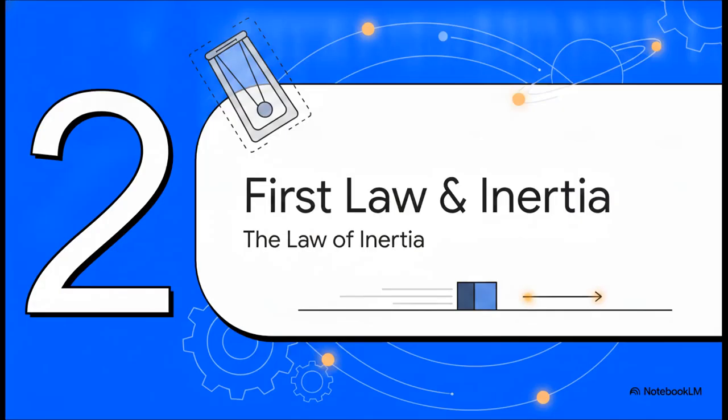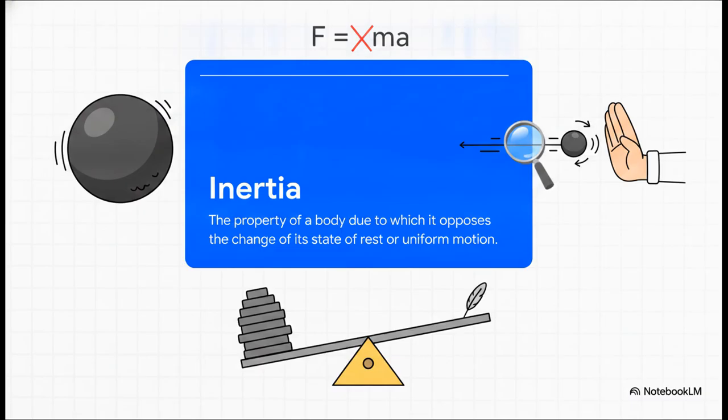Section 2. First law and inertia. This formalizes something Galileo originally discovered, which Newton then polished into his first law. Newton's first law, often called the law of inertia, states that a body simply will not change its state of rest or its uniform straight-line motion unless an unbalanced external force compels it to. Inertia is literally just this stubbornness. It is the inherent property of a body to completely oppose any change to what it's already doing.